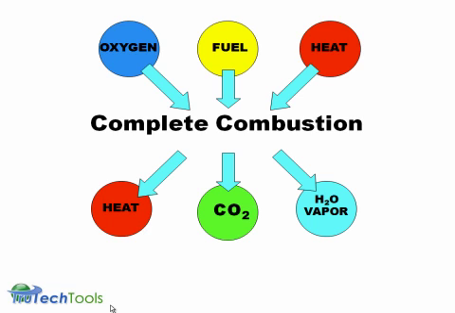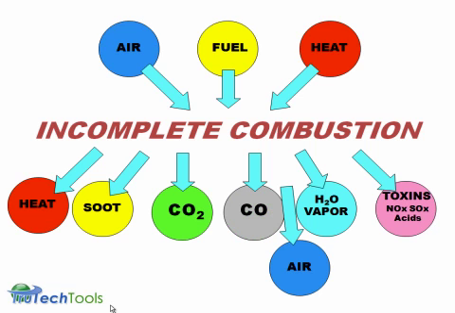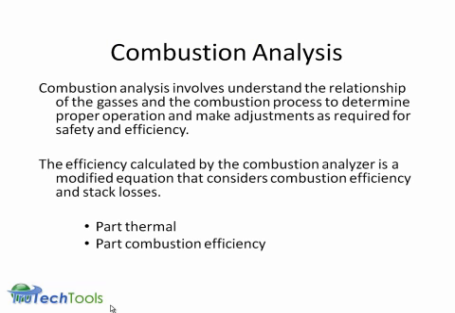Now, in reality, when we're talking about what happens in the field, we're no longer using oxygen as the oxidizer, but air. And air contains other chemicals in it, but it also contains the oxygen that's required for combustion. So we have air, fuel, and heat, again a spark or pilot, and that's going to produce some kind of incomplete combustion, which is typically heat, soot, carbon dioxide, possibly carbon monoxide, water vapor, some toxins like NOx, SOx, or acids. And then we also have some excess air that goes through the combustion process that's required for safe combustion but not necessarily consumed in the combustion process.